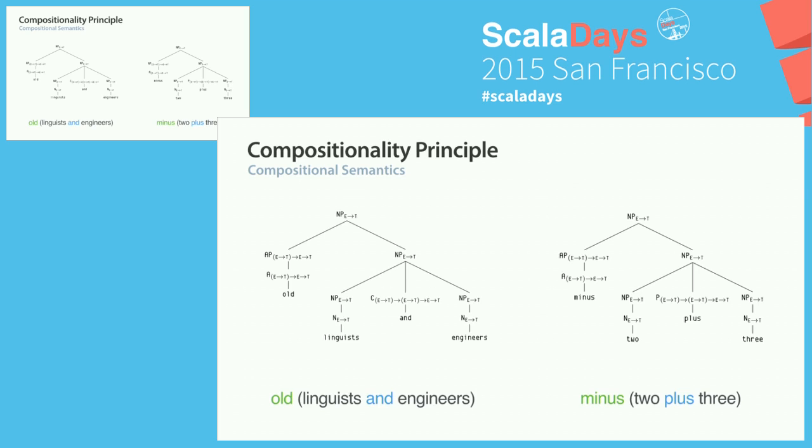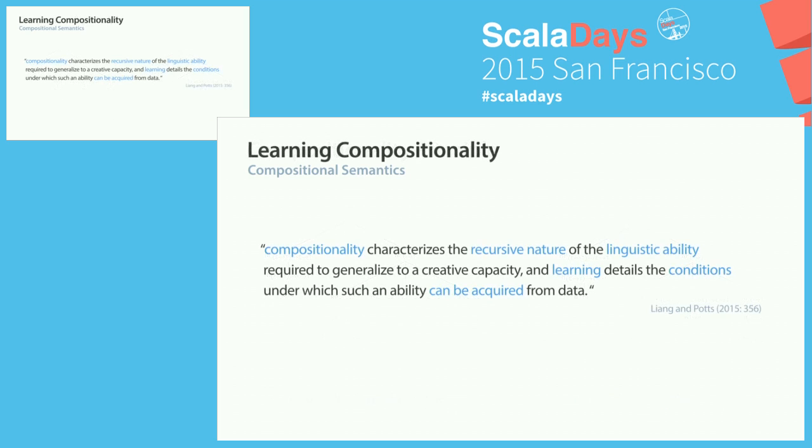As a matter of fact, Percy Liang and Christopher Potts published an article some months ago where they propose a synthesis approach. They propose how to learn compositionality, which is at the heart of semantics, to build such systems. They consider that compositionality characterizes the recursive nature required to generalize to a creative capacity. Compositionality is crucial in language and is one of the main reasons why we can be creative. And they detail the conditions under which such an ability can be acquired from data.